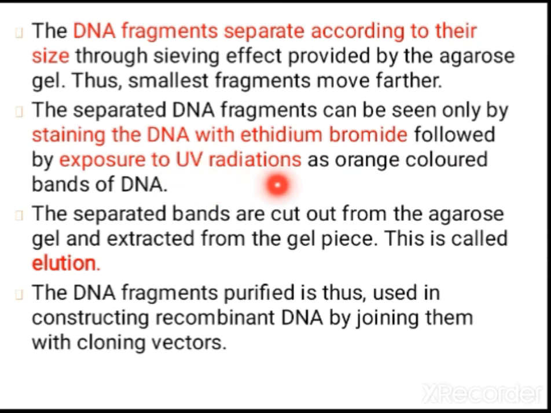So here we are using the staining substance called ethidium bromide. On exposure to UV radiation, it will provide orange colored bands. This method you call elution. So let us see the diagram, you will understand.